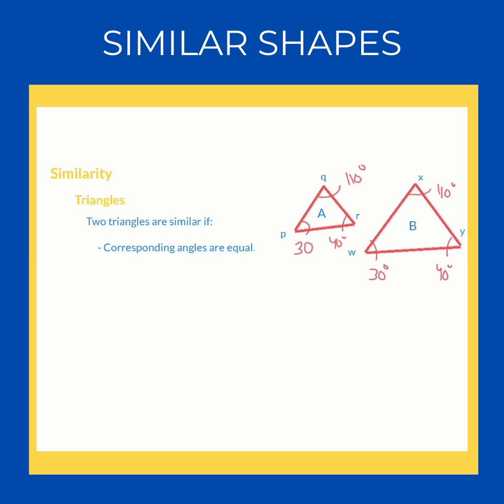Now, when I have two similar triangles, I can say that the length of the side PQ over the length of the corresponding side in triangle B, which is WX, is equal to the length of PR over the length of its corresponding side in triangle B, which is WY, which is equal to QR over XY. So PQ over the length of its corresponding side in the second triangle, WX, is equal to PR over the length of its corresponding side, WY, and this is equal to QR over the length of its corresponding side, XY. That's only if these two triangles are similar.